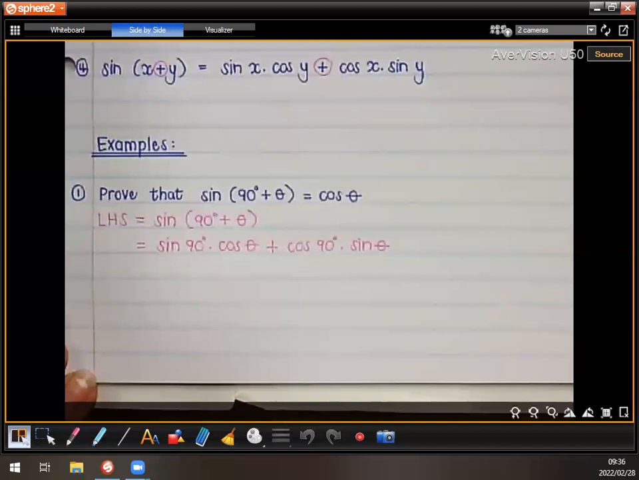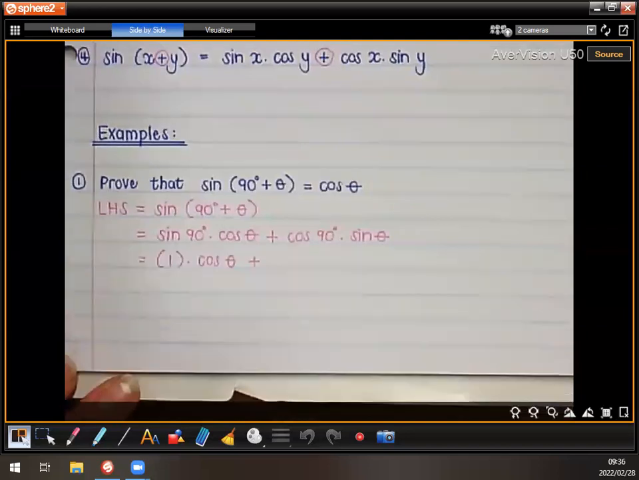Now guys, from here, when it's 90 degrees, we need to think of the graphs. So let's just quickly remember what those graphs look like. The sine graph and the cos graph. The sine graph starts at 0. Then at 90 it goes up to 1. So sine 90 is 1.